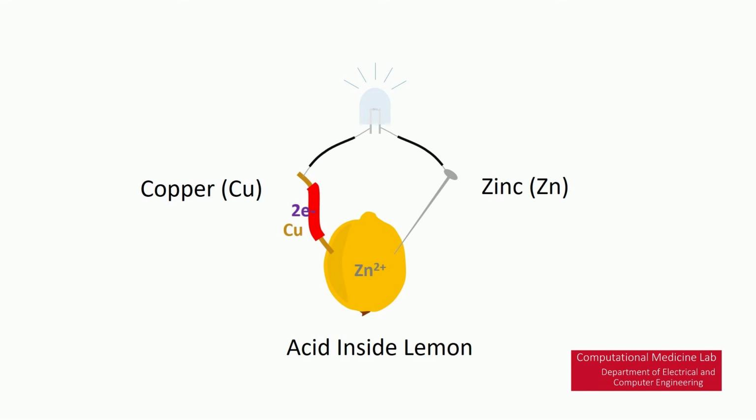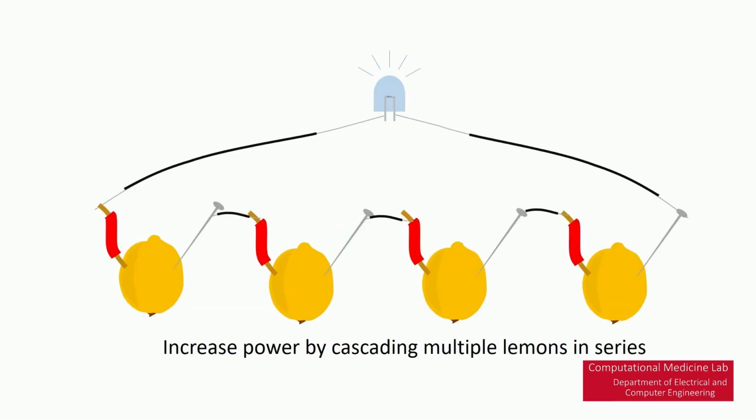And a lemon battery with only one lemon is not very powerful, so the power in the light will be very low and we will not be able to see the light that much. So what we can do is use multiple lemons in series by cascading them to increase the power, so that we can increase the intensity of the LED bulb.